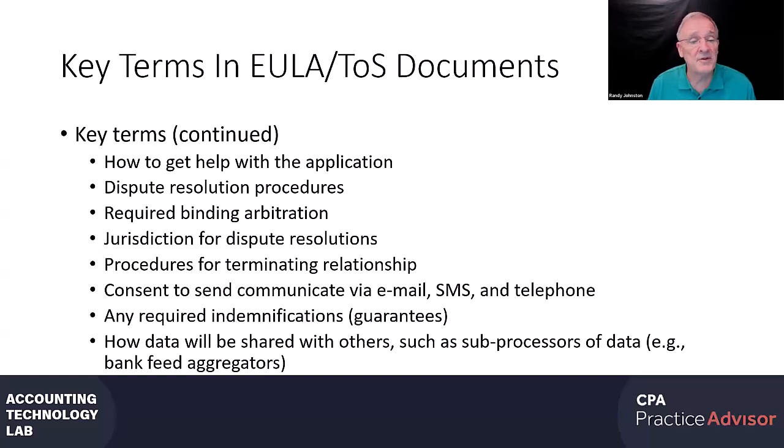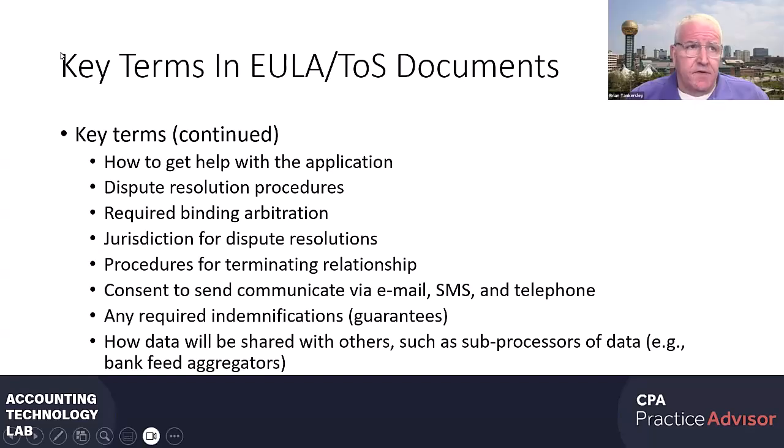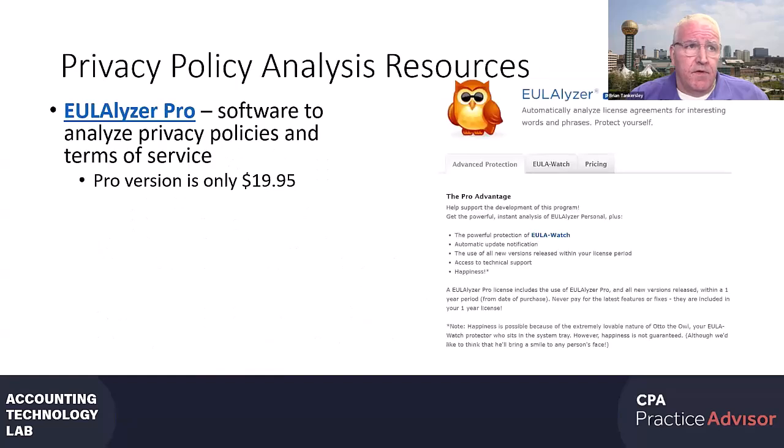Now, there's some sub-processors out there that are good guys. Bank feed aggregators, I think, might be a good example. But there are some that I'd consider bad guys, mass marketing groups and so forth. Yeah, and so again, there's a lot to these things. So don't think that you're going to get through these things in a fairly short period of time.